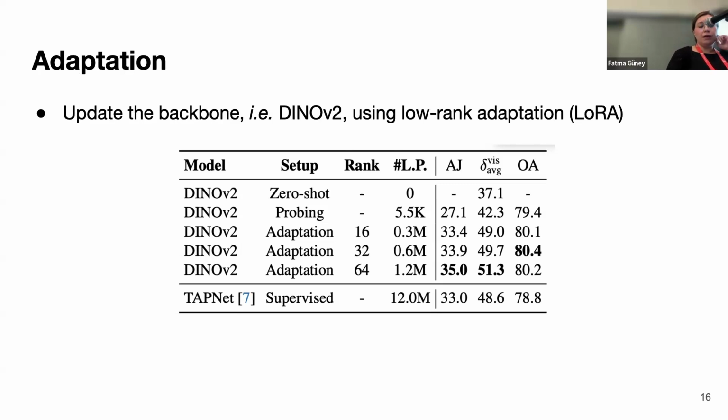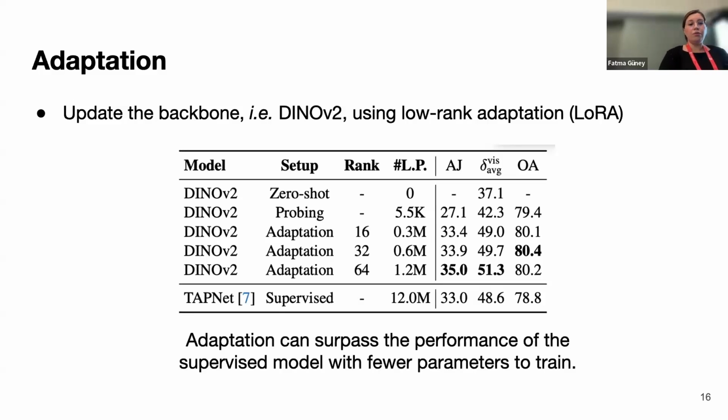To be specific here, we applied LoRA to the projections of the query and the value in the attention layers of the ViT. So what we see here, adaptation improves the performance across all metrics, even outperforming TAPNet in the end in AJ and delta. So this is quite impressive, right? Adaptation can surpass the performance of the supervised model with fewer parameters to train.